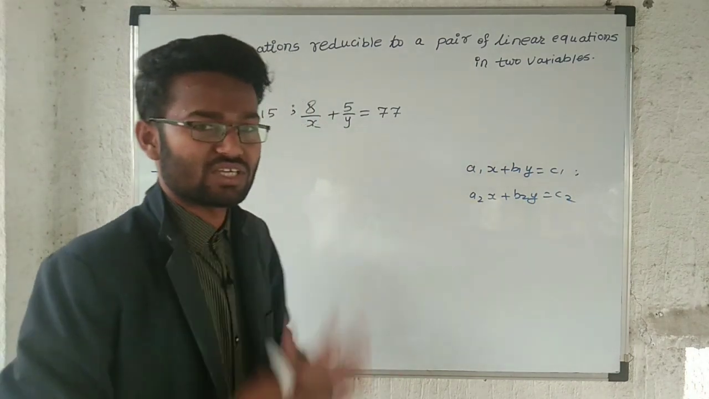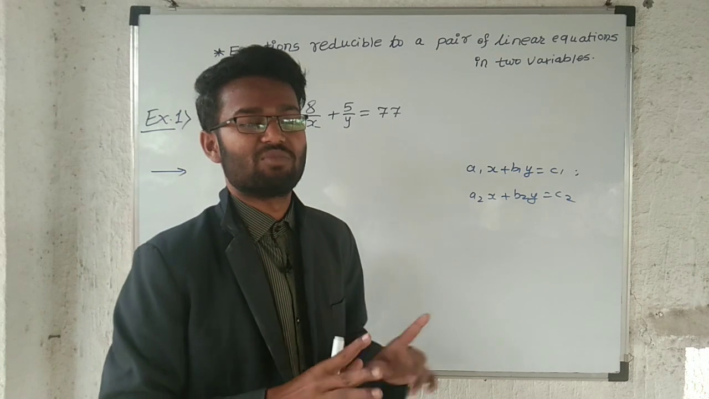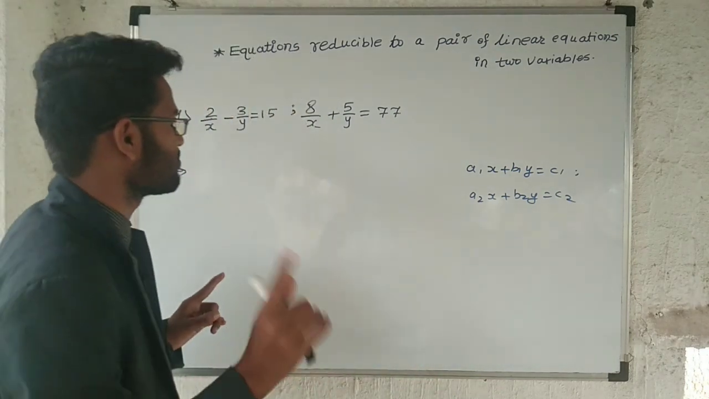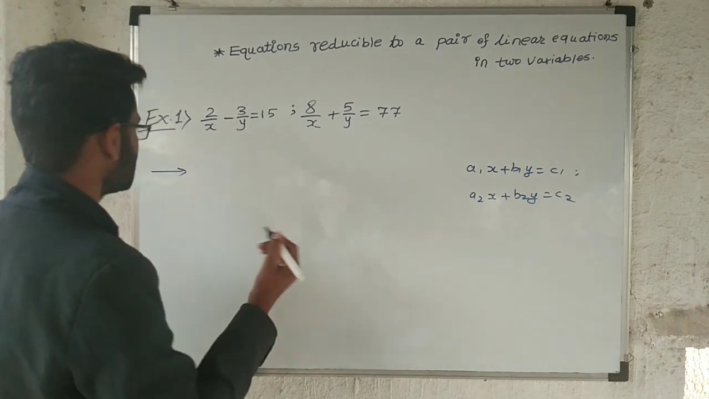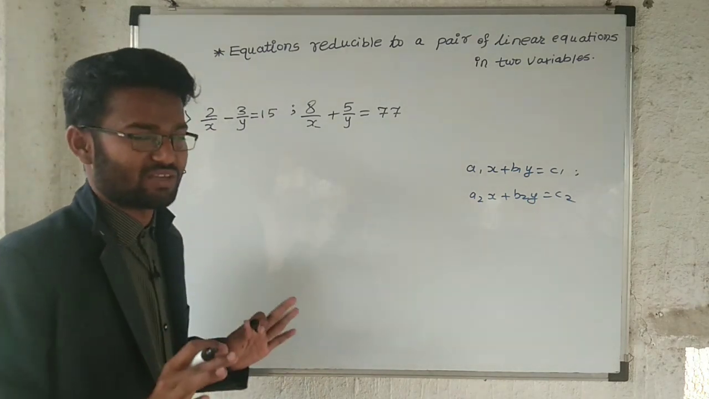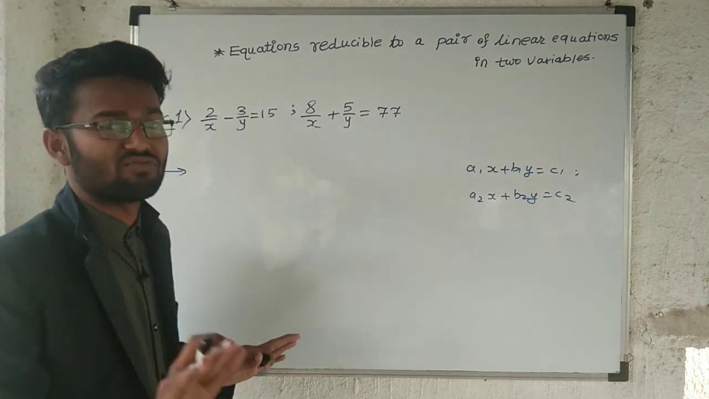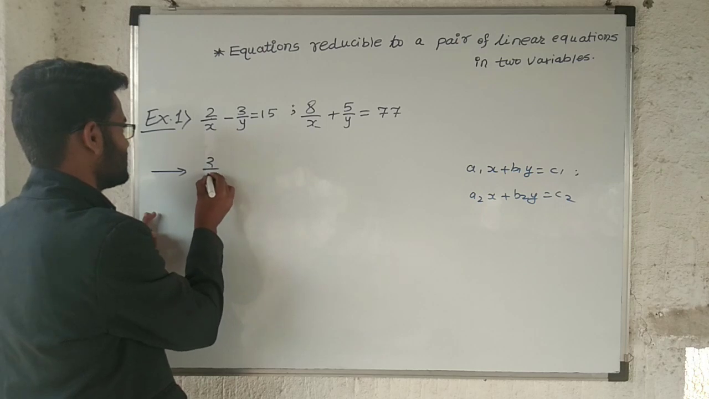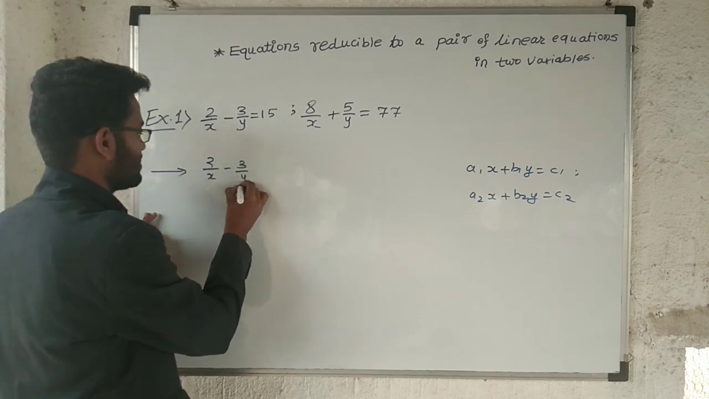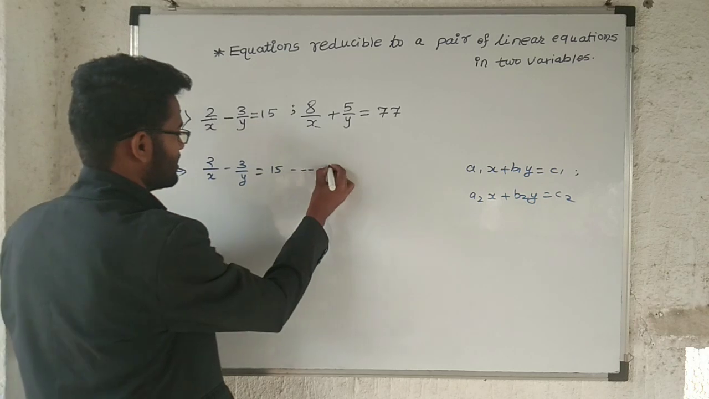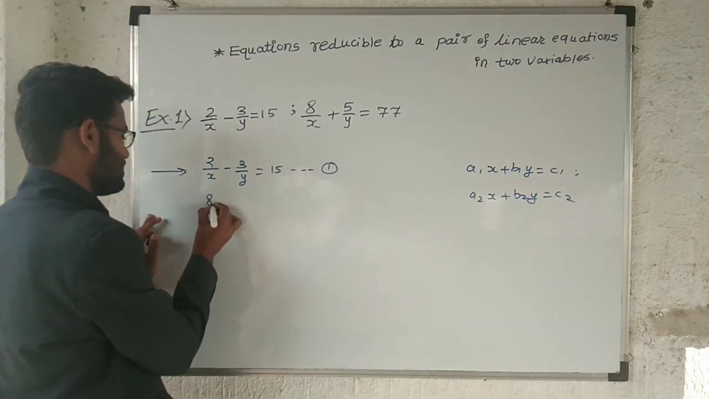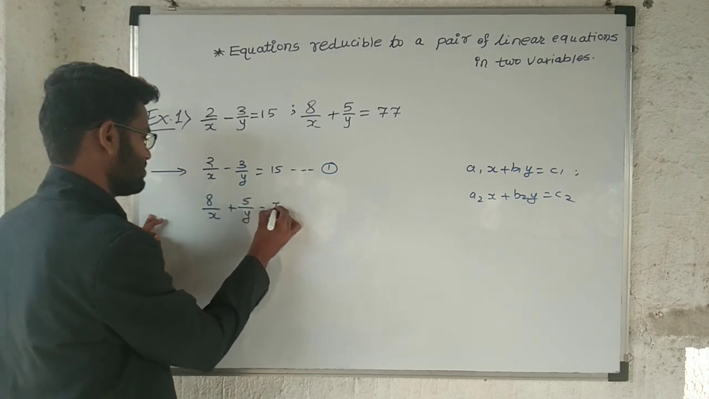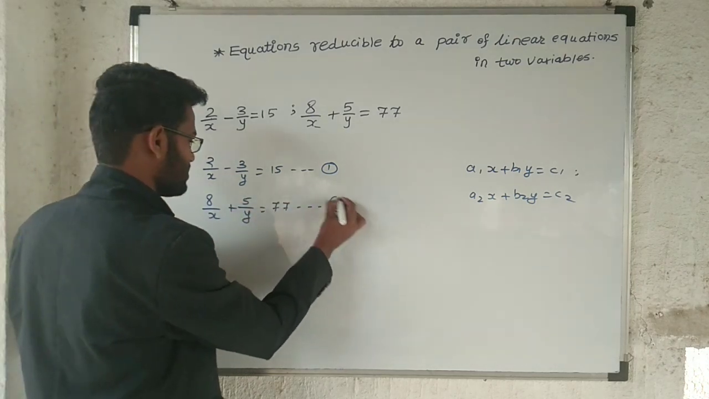Listen carefully. This is a very simple method, but remember it. We have to understand it very well. Our first step is to give numbers to the equations. In any problem, first give numbers to the equations. Now I am giving number: 2 upon x minus 3 upon y is equals to 15 is equation number 1, and 8 by x plus 5 by y is equals to 77 is equation number 2.